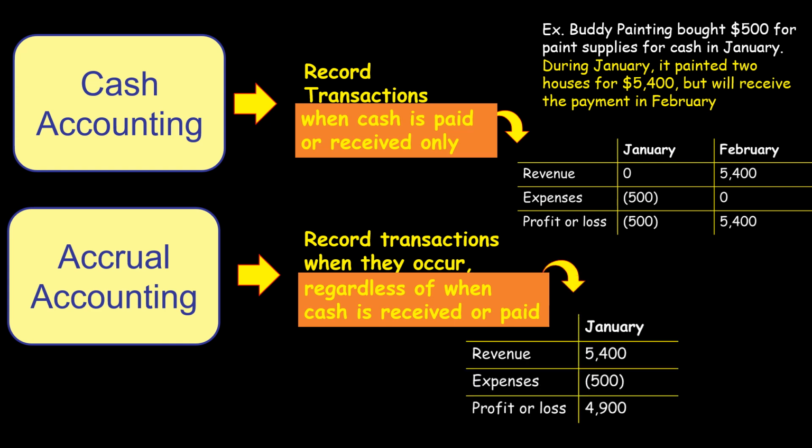This is not the case in accrual accounting. So in accrual accounting, Buddy will record revenue of $5,400 in January because that's when the services were provided to customers. And since supplies were used, those supplies will also be recorded as an expense. In February, however, nothing will appear because there is no service provided or no usage of any supplies. So this was the difference between cash accounting and accrual accounting.